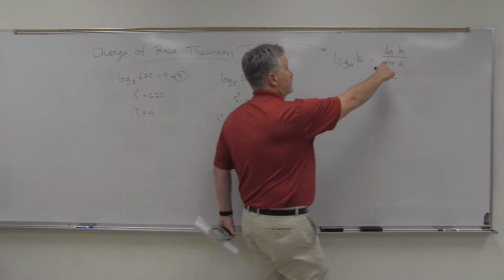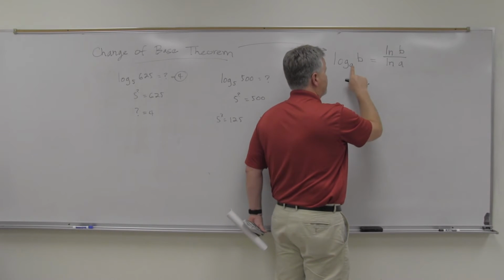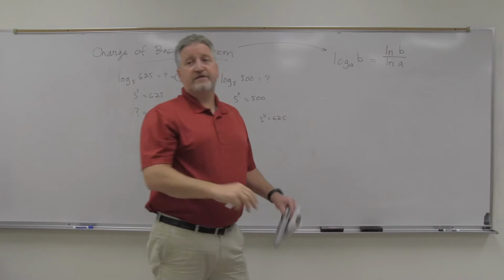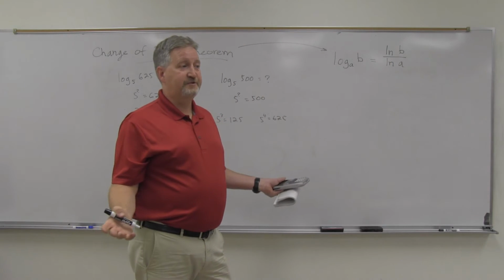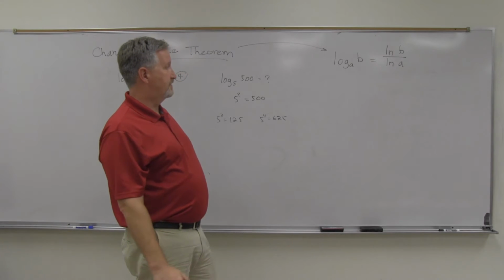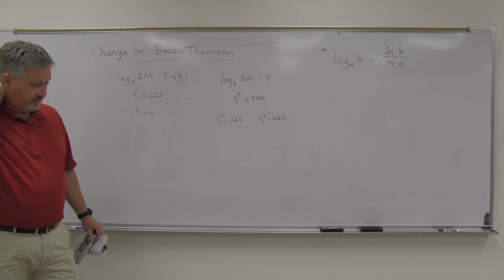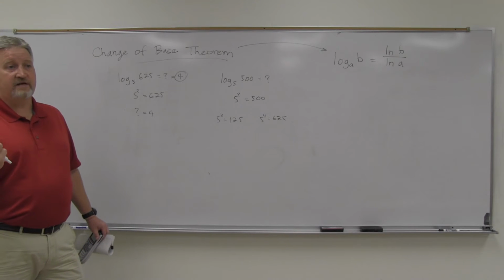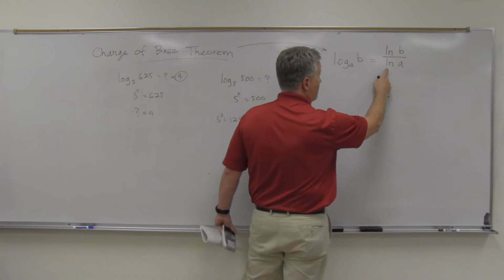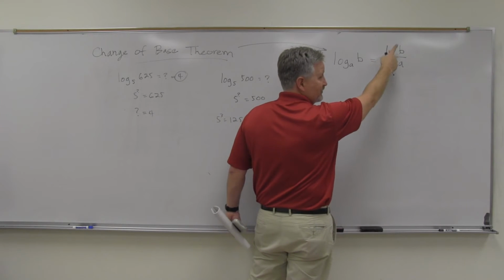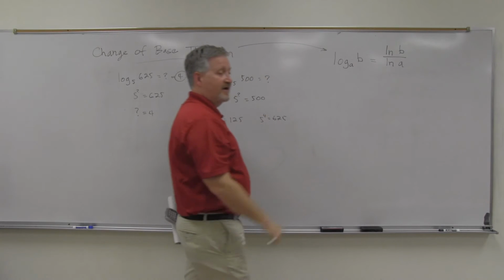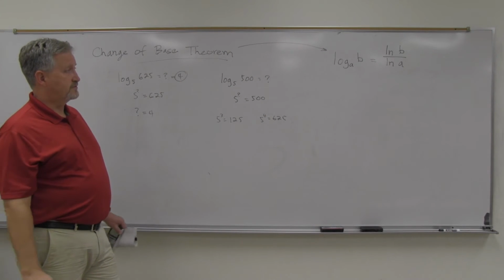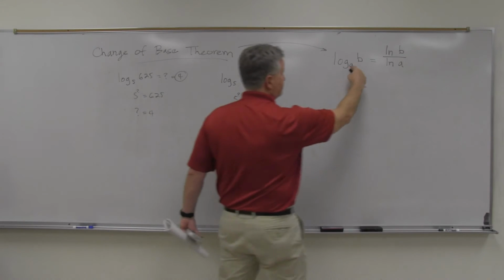You see why it's called the change of base, because I've changed from base A to base E here. You can do this for any base. I just happen to choose base E because a lot of times that's the logarithm we prefer to work with. But I could do common log the same way: common log B over common log A, or log base 2 of B over log base 2 of A. I could change any base I want using this. So it's ln of B over ln of A.